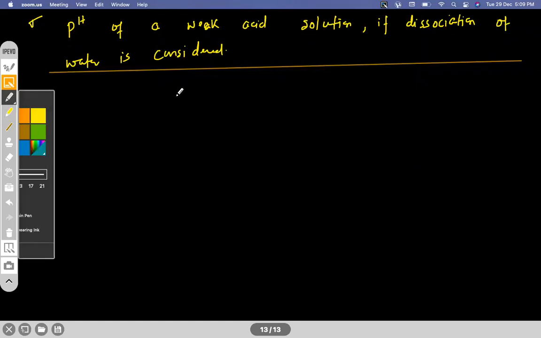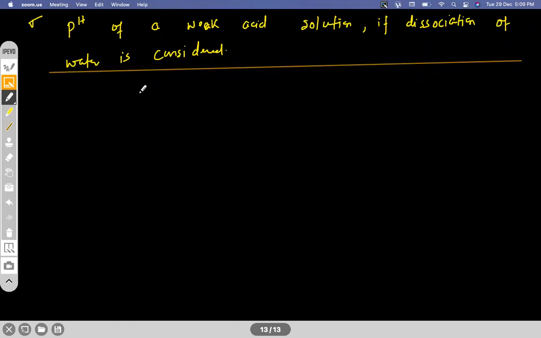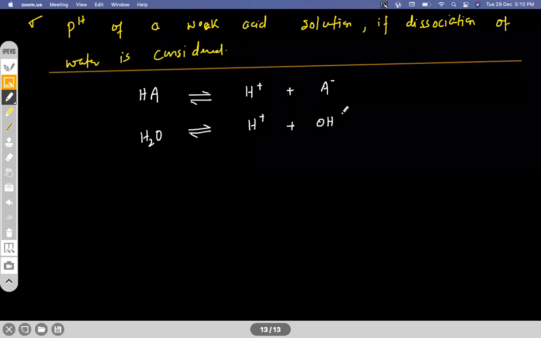Okay, suppose we have a weak acid HA and this gives H plus and A minus. Water also dissociates, gives H plus and OH minus. Okay, we need to find out pH.